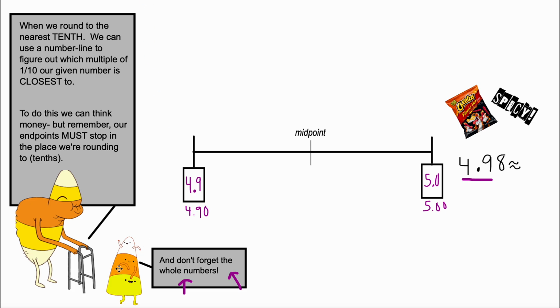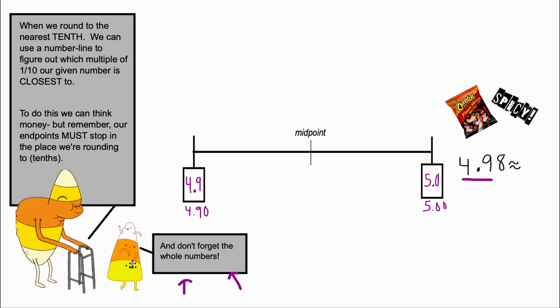So I know you're going to answer, candy corn dude. What's the midpoint between $4.90 and $5? Let them try first. All right, kiddos, if you're watching this, what do you think? Well, if you said $4.95, you got it. And then $4.98, is that more than our midpoint, less than our midpoint, or right on our midpoint? Yeah, it's more than our midpoint. $4.95, $4.96, $4.97, $4.98.